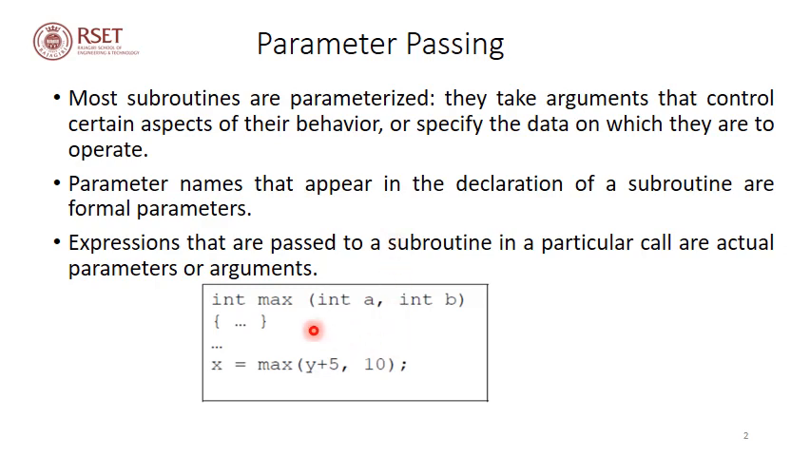So here you can see an example. We have a function definition here, int max(int a, int b), then the body of the function. The parameters we have in this function header are the formal parameters. And over here we have a function call max(5 plus 5, 10). So 5 plus 5 as well as 10 are the actual parameters. These will be mapped to the formal parameters.